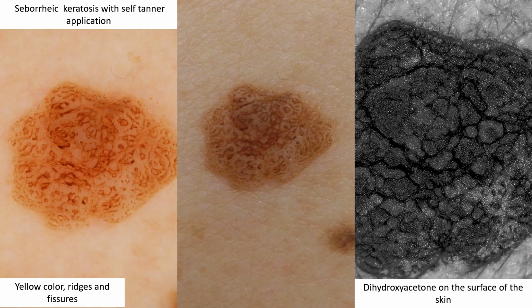And the final case is the seborrheic keratosis with self-tanner application. Here now, you see this yellow color, ridges and fissures. And of interest is in the near ultraviolet mode, we actually see the dihydroxyacetone on the surface of the skin.